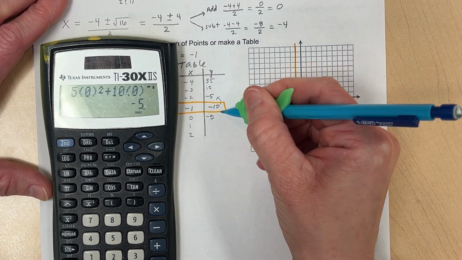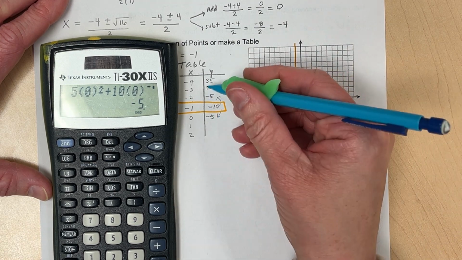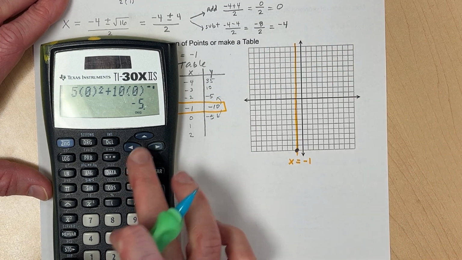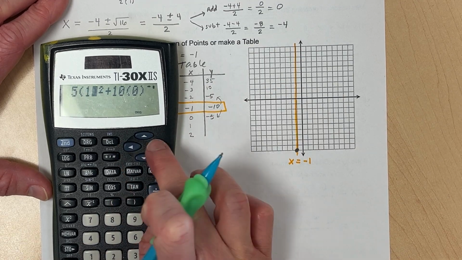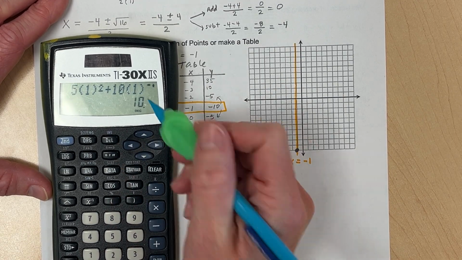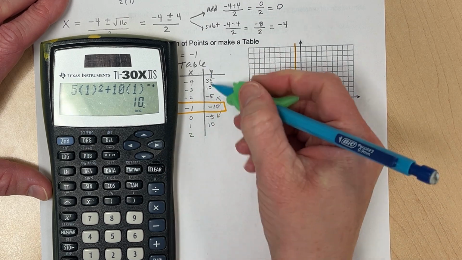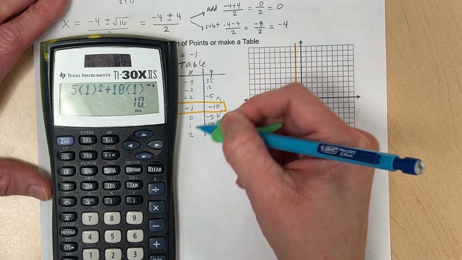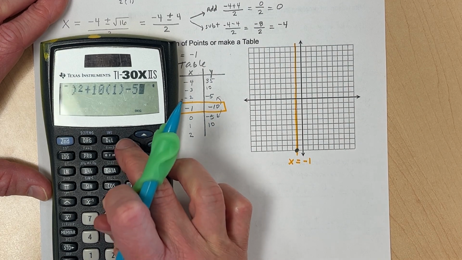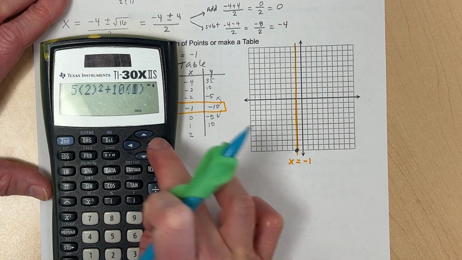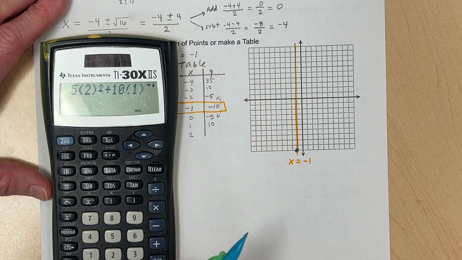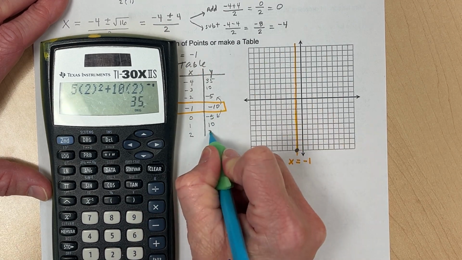Notice how this mirrors. It should be symmetric, so I'm expecting for my next answer to be 10 to mirror the next one here. So if I plug in 1, I should get the number, yes, 10. And now if I plug in 2, 3 away to the right from the center, I should get the same number as when I plugged in negative 4, 3 away to the left. I should also get 35.